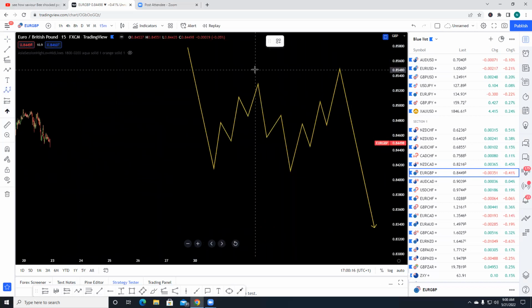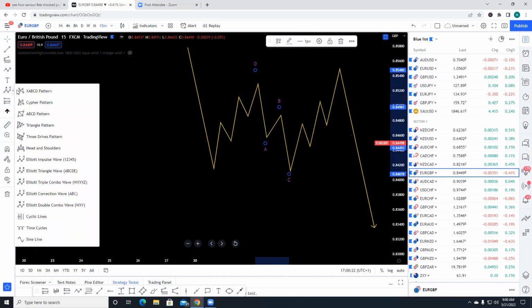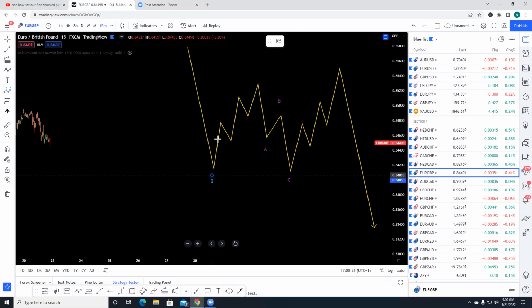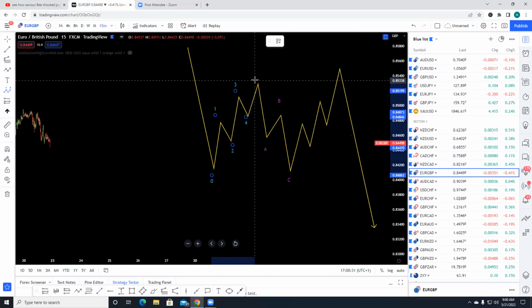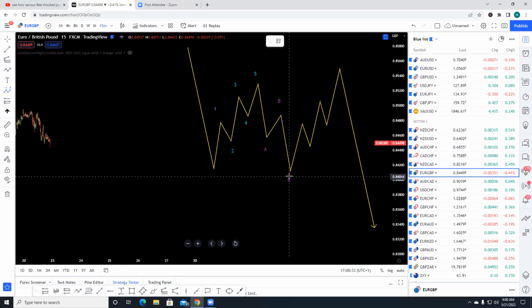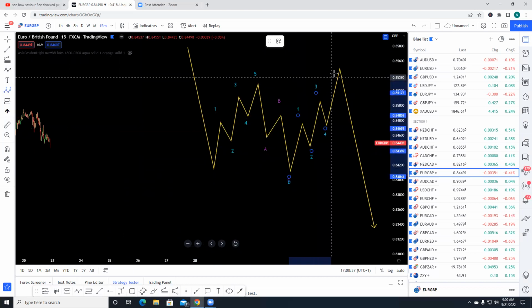You can label it this. The middle is usually A, B, and C. And then the impulses, you can label it as 1, 2, 3, 4, and 5. And then this one, 1, 2, 3, 4, and 5.